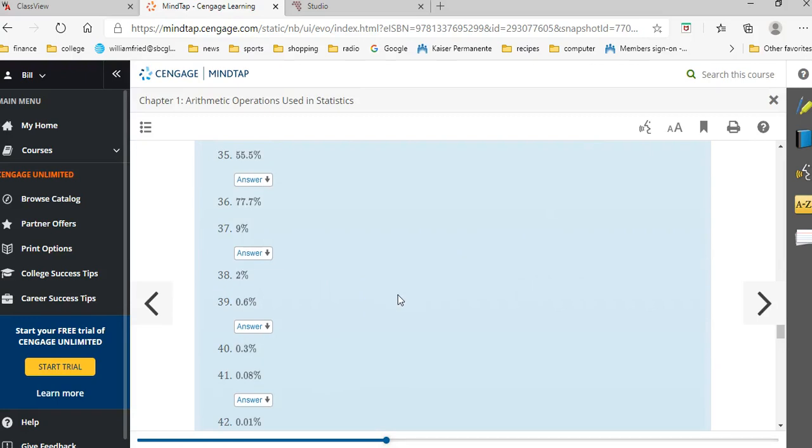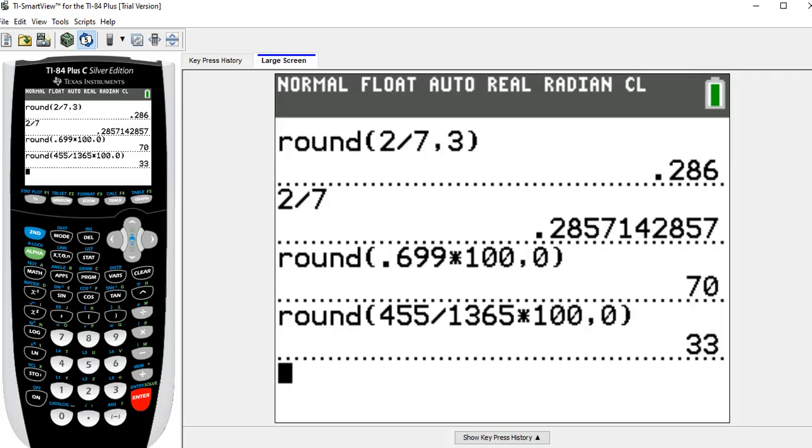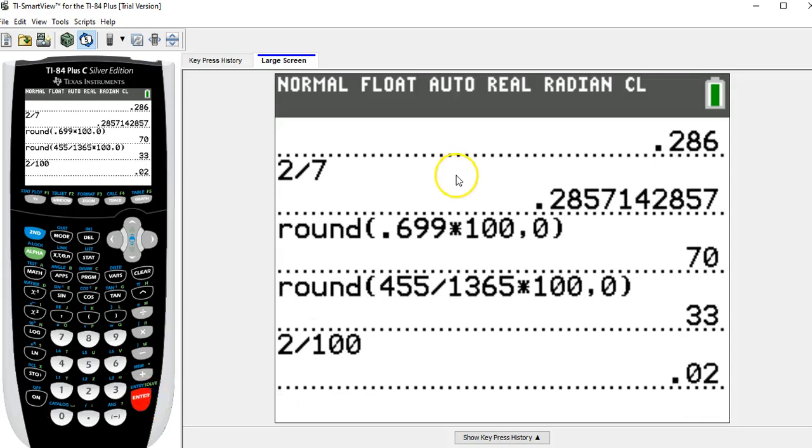So to convert 2% to a decimal, I'm going to take 2 divided by 100 on the calculator. So to convert 2% to a decimal, 2 is the percent divided by 100. And 2% as a decimal is 0.02. They didn't ask me to round anything, so I'm going to leave it like that.